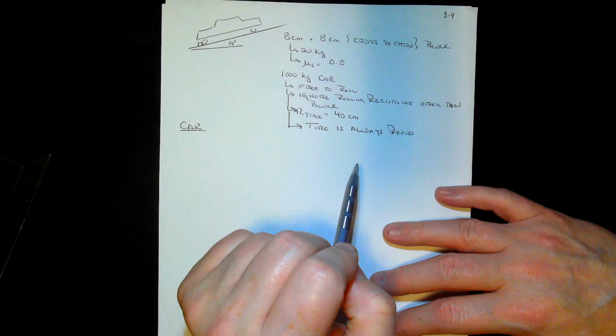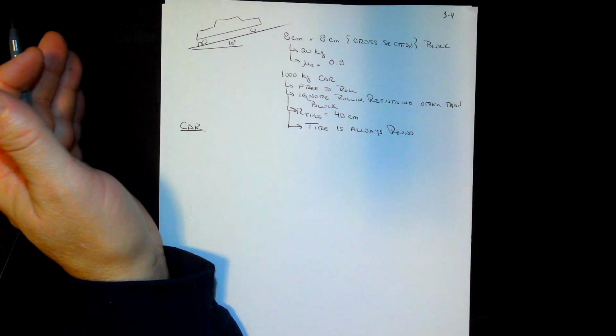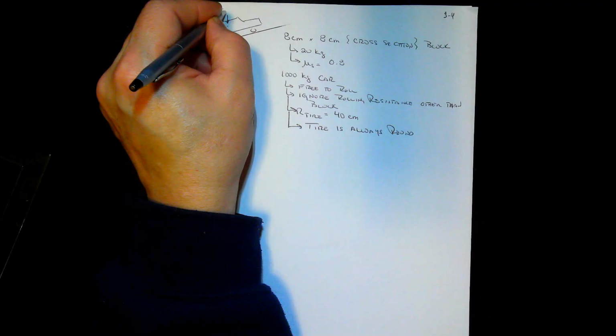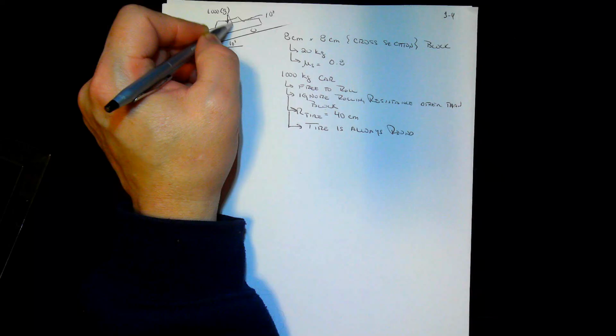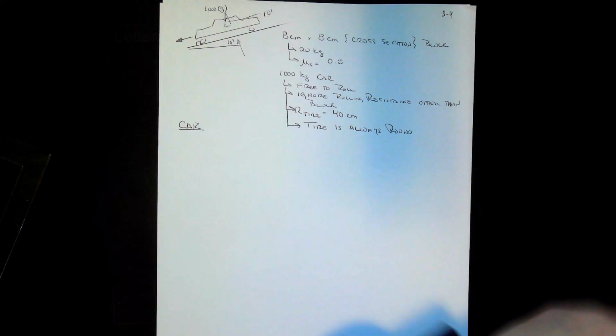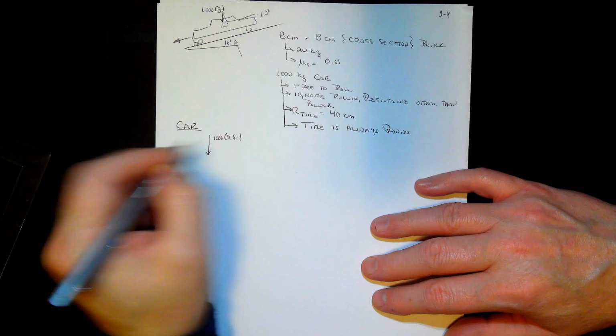Okay, so the cross section of this block rod is not round, so we'll just say it's a long rectangular block. The cross section here is 8 centimeters by 8 centimeters. This block going all the way across the axle effectively is 20 kilograms, and the coefficient of static friction between the block and the pavement is 0.8. The car has a mass of 1,000 kilograms.